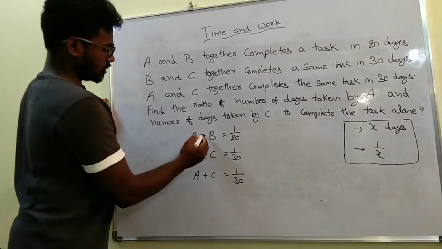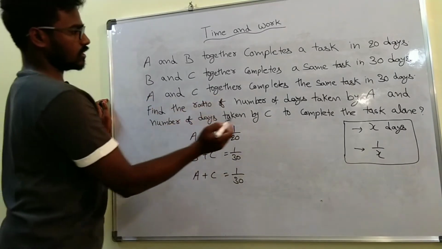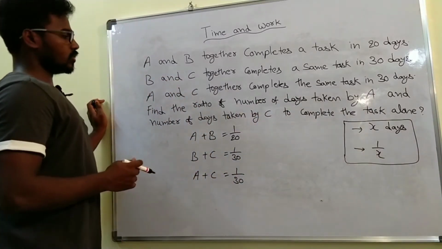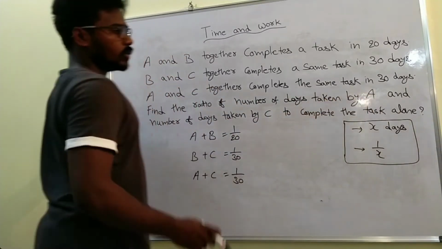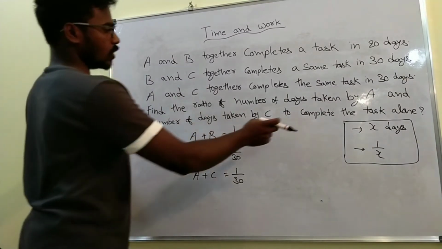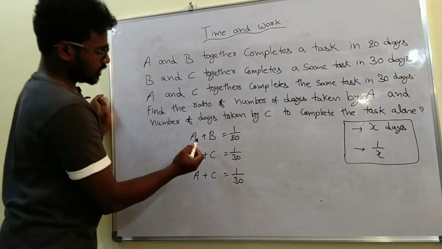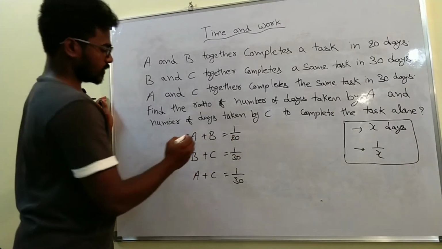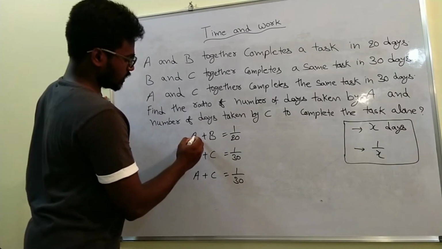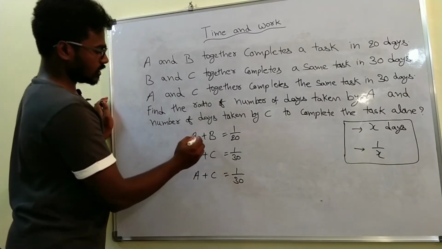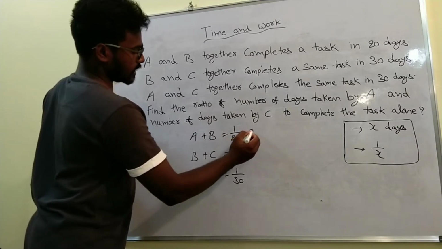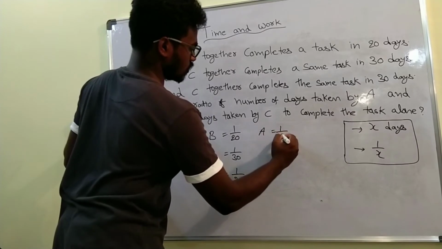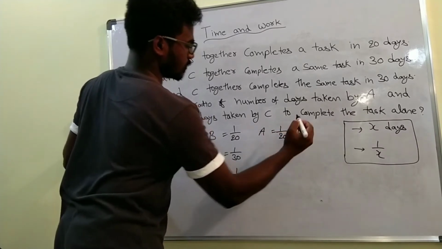Finally we need to find how many days A will take and how many days C will take. First we will find how much work A can do in one day and how much work C can do in one day. Here A's work plus B's work equals 1 by 20th part of the work in one day. To find how much work A does in one day, we subtract B's work from 1 by 20. So A equals 1 by 20 minus B.